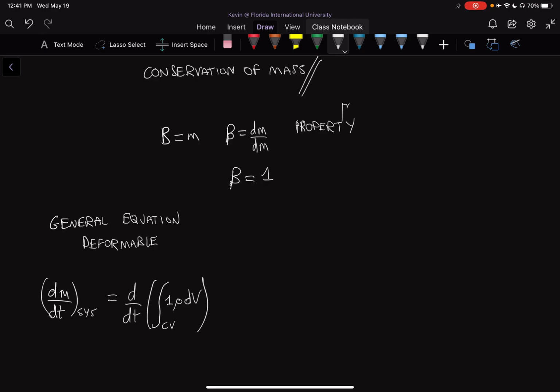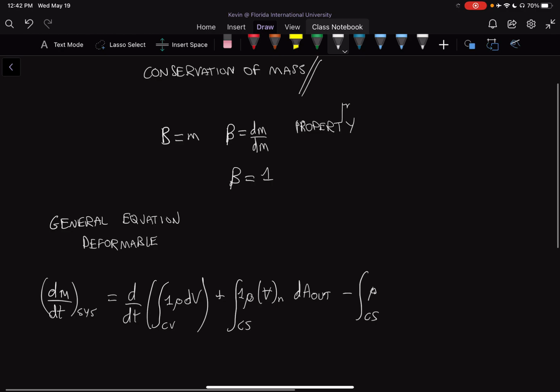And then we have the two terms that are crossing the control surface. So we have plus the integral over the control surface of 1 multiplied by rho times v in the n direction, dA out, minus the integral over the control surface of rho times v in the n direction, dA in. In case the velocity is not in the same direction as n, we have v_n. Okay, and that would be dA in.